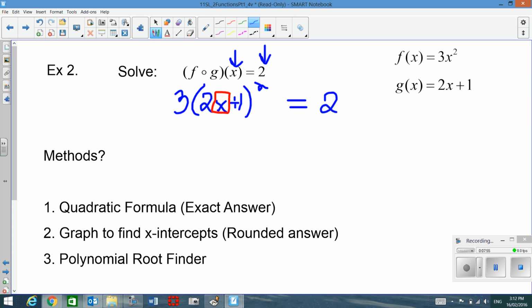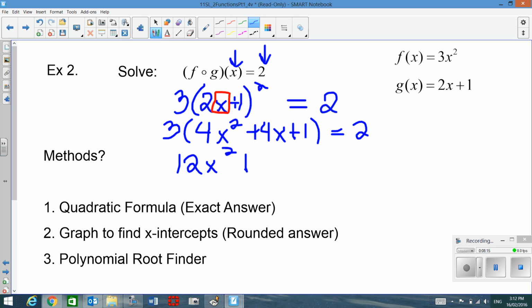So if I need to solve for x, I'm going to have to either expand and then take the square root, or I can write this as a quadratic. So if I did expand this, we did this a few slides ago, you wind up with 4x squared plus 4x plus 1 equals 2, and now you have 12x squared plus 12x plus 3 equals 2.